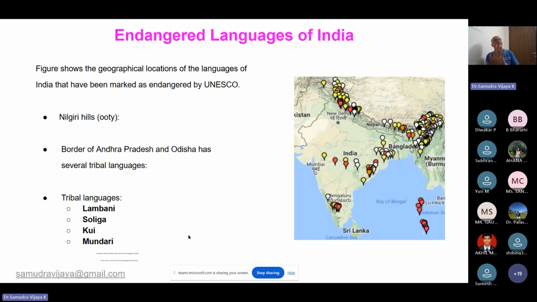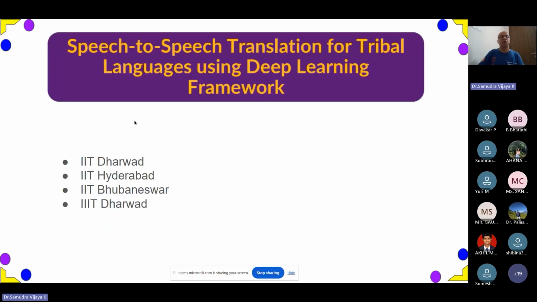On the other hand, if there is a system which speaks all the instructions in their language, then they will be able to use the mobile phone and get the benefit of modern technology. That is the idea of building speech systems in these languages. These are the 4 languages, and this is built by a consortium of 4 institutions: IIT Dharwad, IIT Hyderabad, IIT Bhubaneswar, and IIT Dharwad.